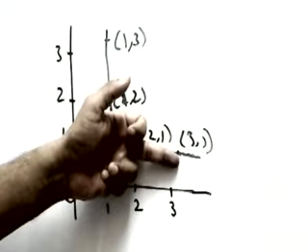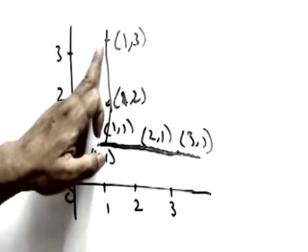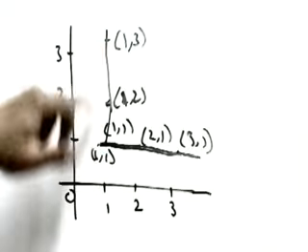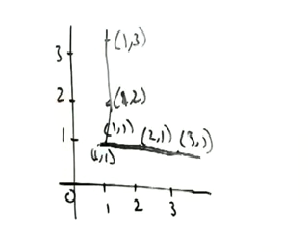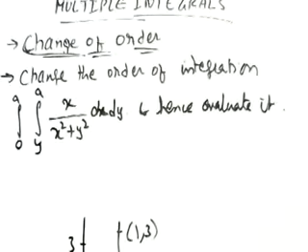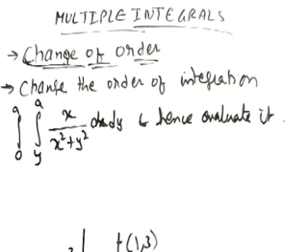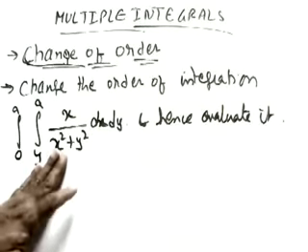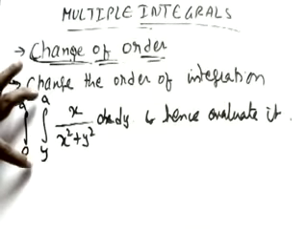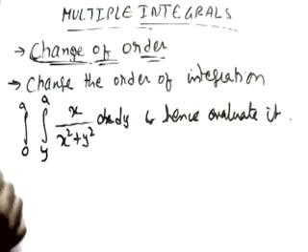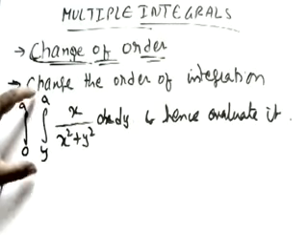For x to vary, we draw a horizontal line, and for y to vary, we draw a vertical line. Depending on this, let me do one question. Here, change of order, multiple integrals based on change of order. First let me have the question here. You see here, this is given as the question. Let me start. Okay, watch carefully.